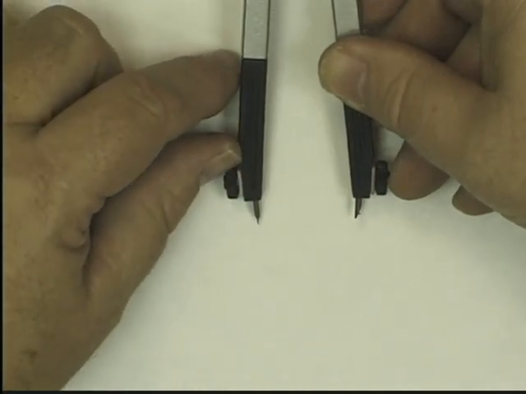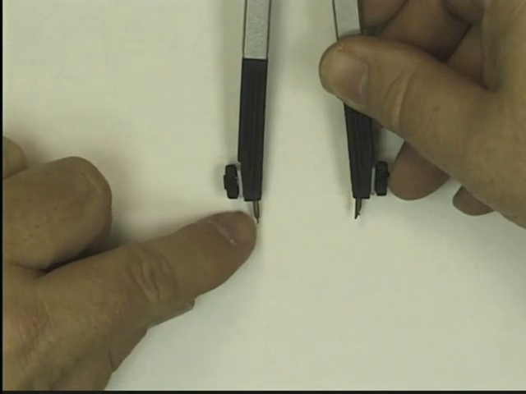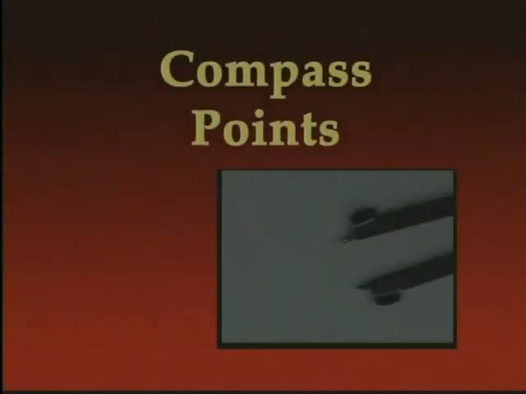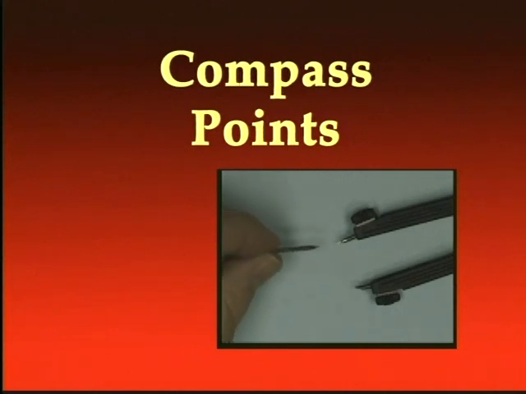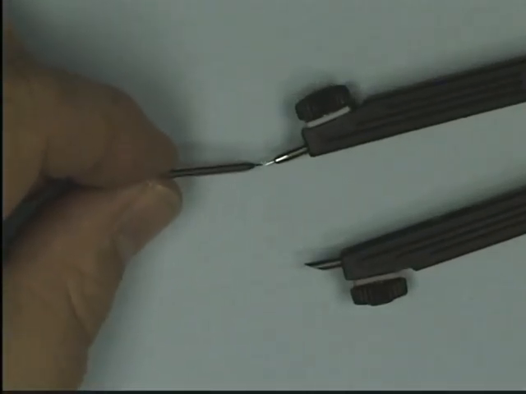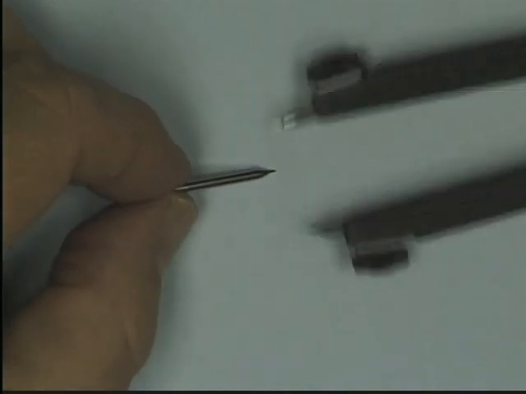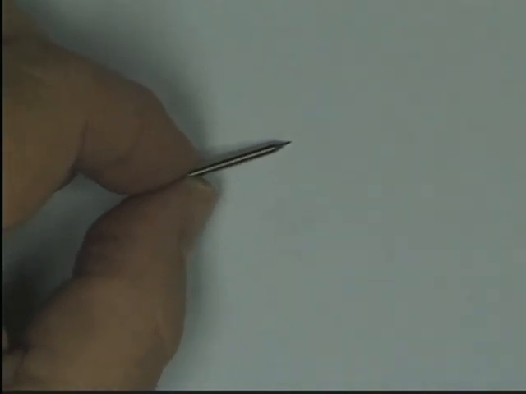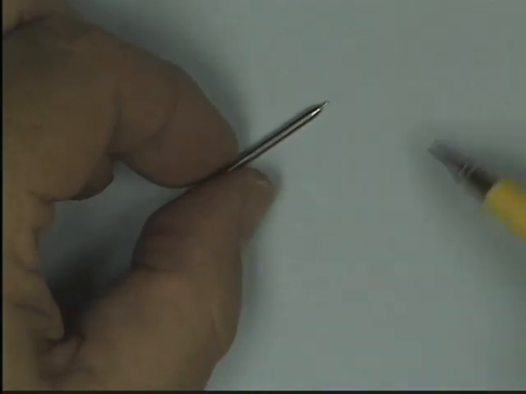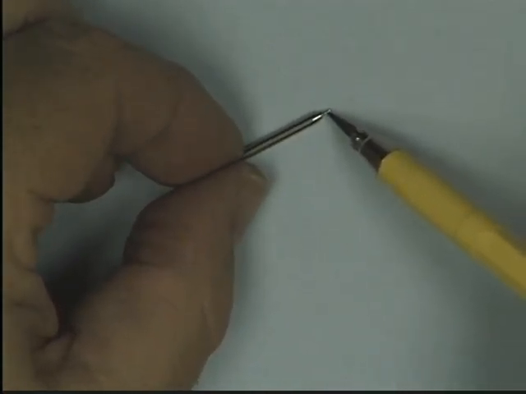Now, I want to show you something else. Not all compass points are created equal. There are two different types of points that you might find on the pointed end, not the pencil end, but the pointed end of the compass. I just want to tell you briefly about those two points and how they're different. One point is a little hard to see on the video, I know, but one point has a very fine point and it comes to a shoulder.